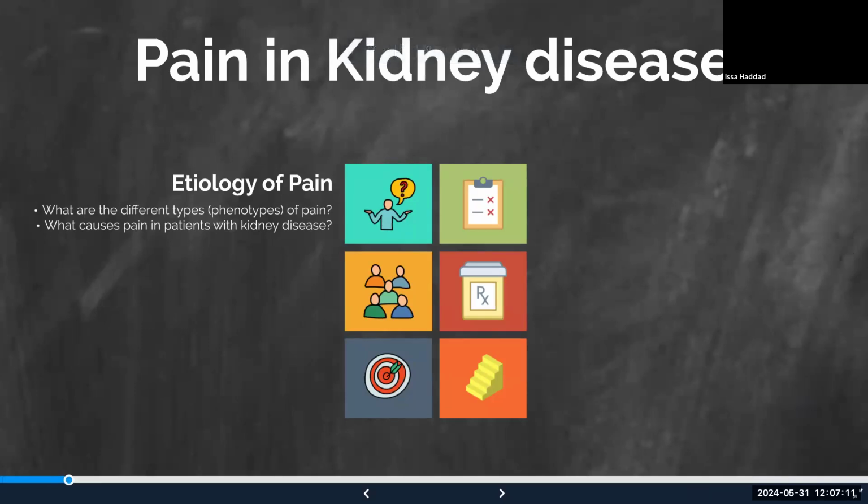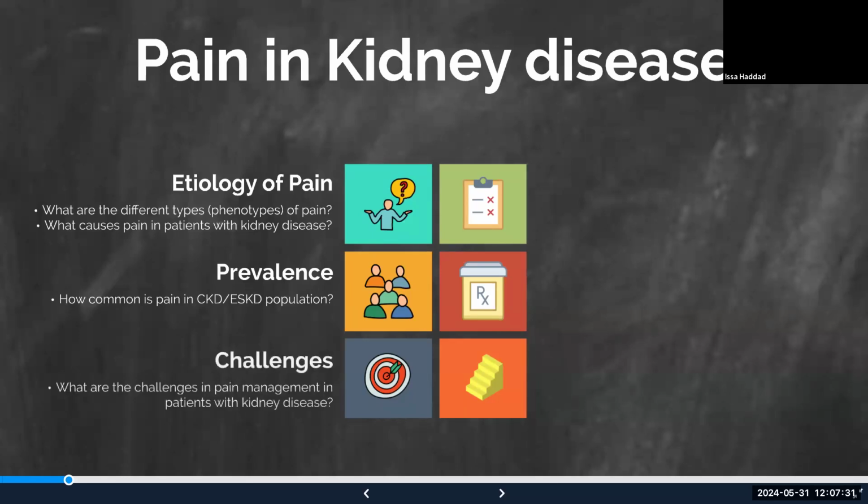So the aspects I wanted to talk about, first of all, etiology of pain. What are the different types or phenotypes of pain, and what specifically causes pain in patients with kidney disease? Also, I want to touch base on the prevalence. How common is pain in CKD or end-stage renal disease population?